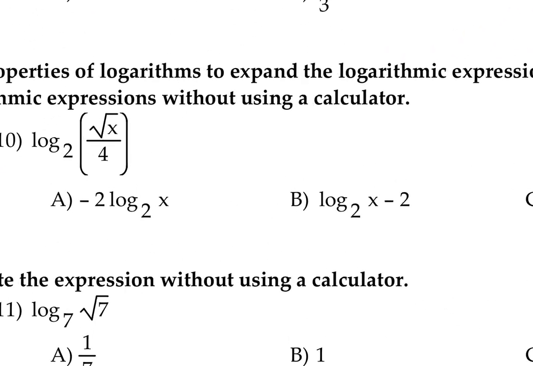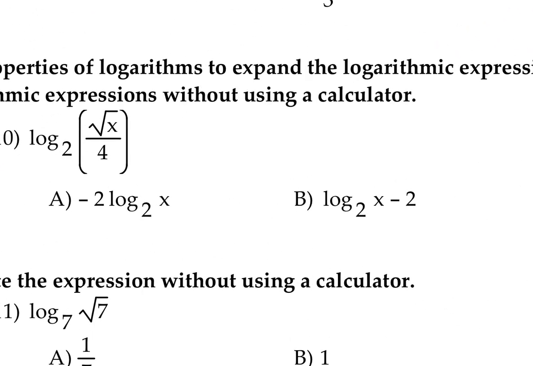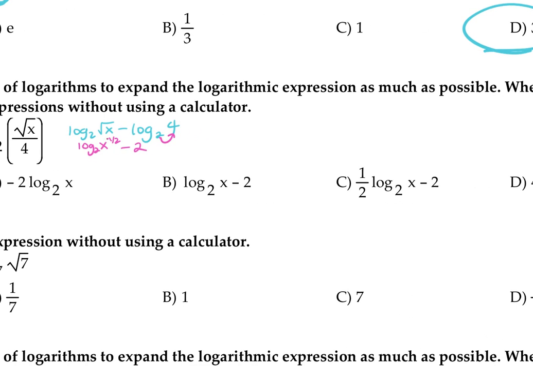So with 10, we are expanding this. When you expand a fraction, it becomes subtraction. So it'd be log base 2 of square root of x minus log base 2 of 4. And if this square root is in your function, it's the same thing as saying the 1/2 power. Then 2 to what power gives me 4? This is 2. And then this 1/2 power is going to get bumped to the front. So it's 1/2 log base 2 of x minus 2, which is C.